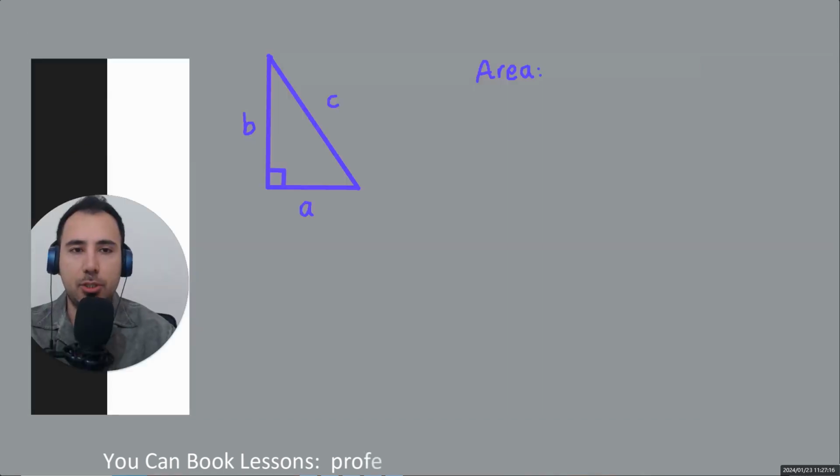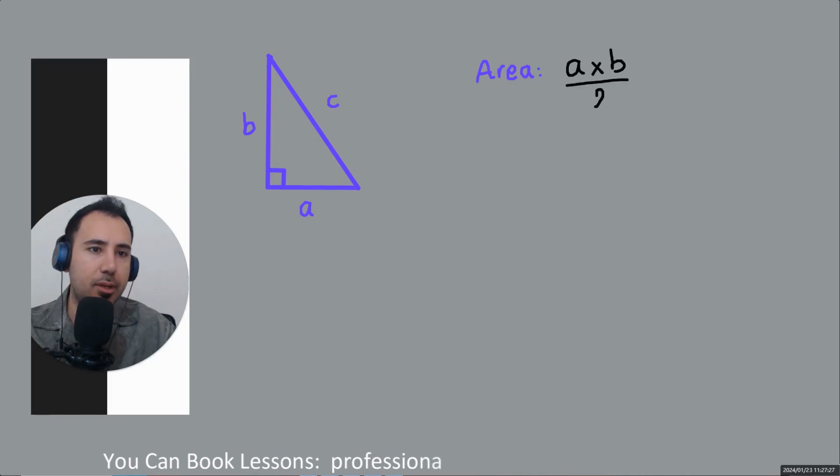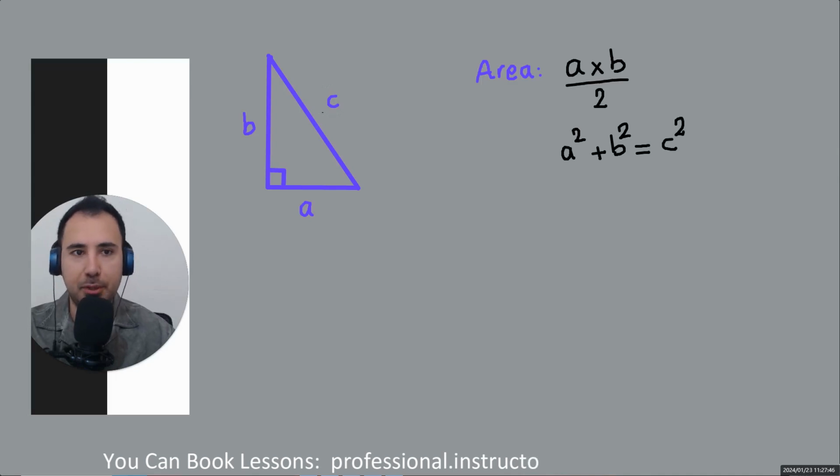This is a right triangle. And how do we find the area of a right triangle? We multiply the base by the height and we divide it by 2. Okay, we get the area. There's also the Pythagorean formula, which is a squared plus b squared is equal to the largest side, c. It's going to be c squared. I'm pretty sure most of you know this.